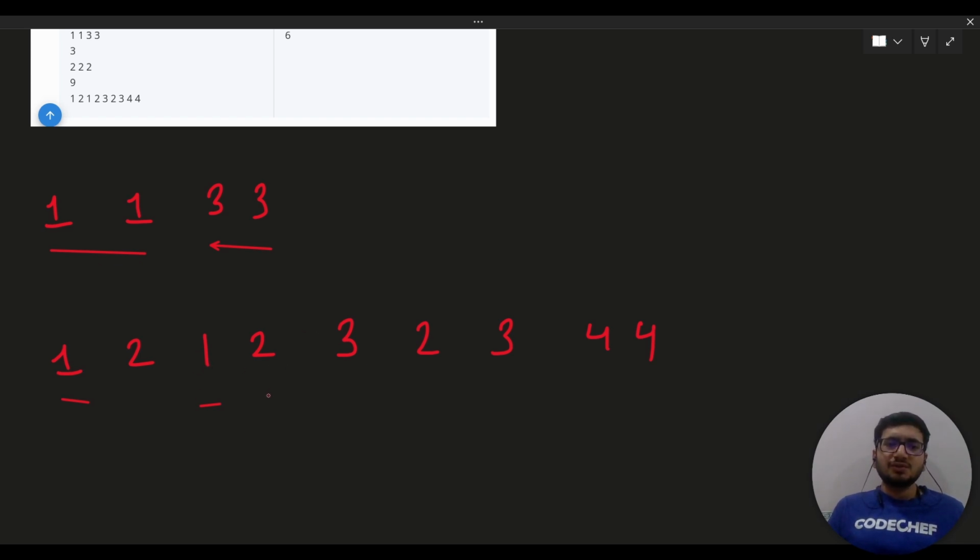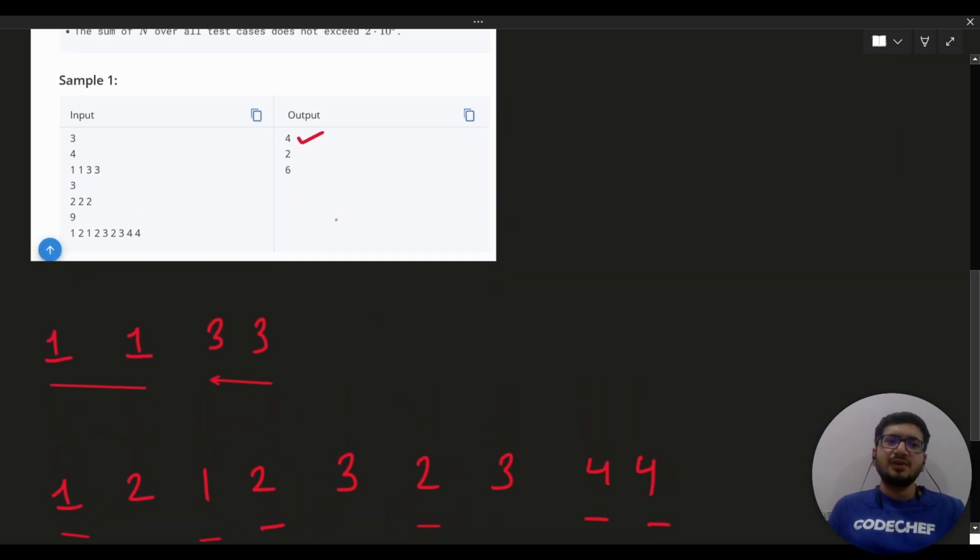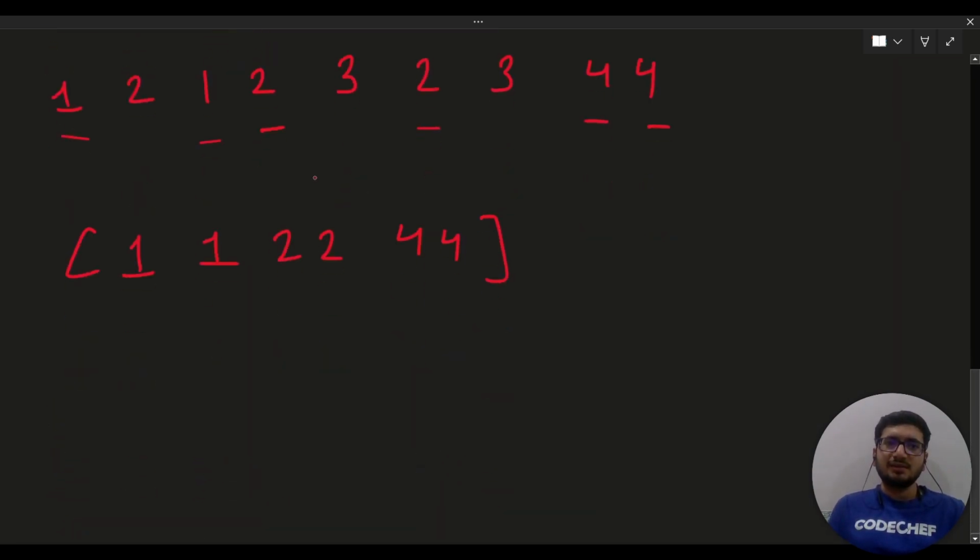So next up, let's say we choose this 2. If we choose this one, the next element must be 2. So we choose this. Then we can choose this 4 and 4. So now in total, we have chosen 1, 2, 3, 4, 5 and 6 elements. The subsequence that we have chosen will look something like this: 1, 1, 2, 2 and 4, 4. And the maximum number of elements that we have here is 6. And that's the answer here.